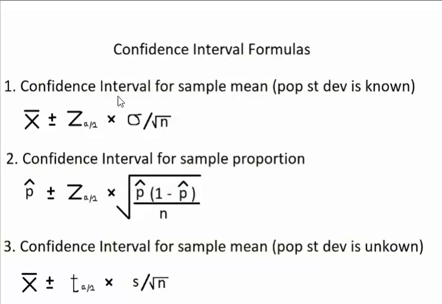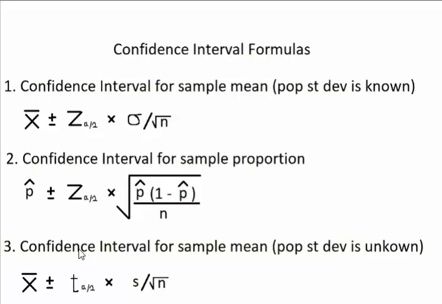And all of the symbols that are in these two formulas are symbols that we've seen before. We know x bar is sample mean. We know p hat is sample proportion. We know that this is the margin of error for a sample mean. We know that this is the margin of error for a sample proportion. But the third situation actually has some symbols that we haven't seen before, and I'll explain what those are.